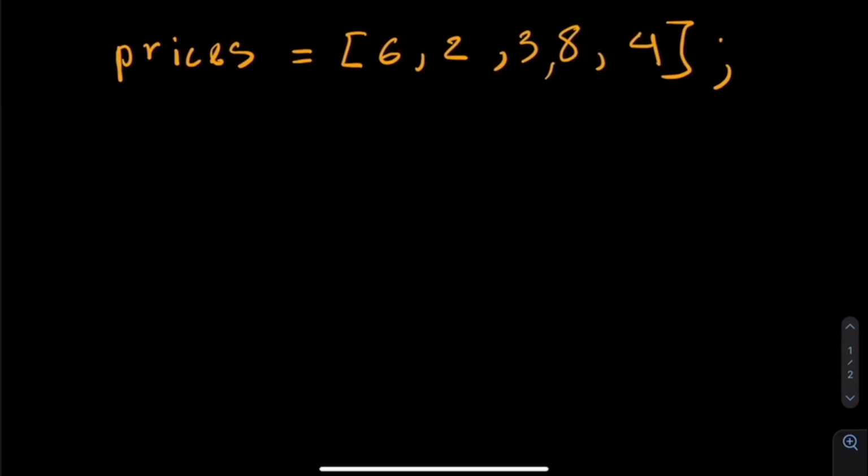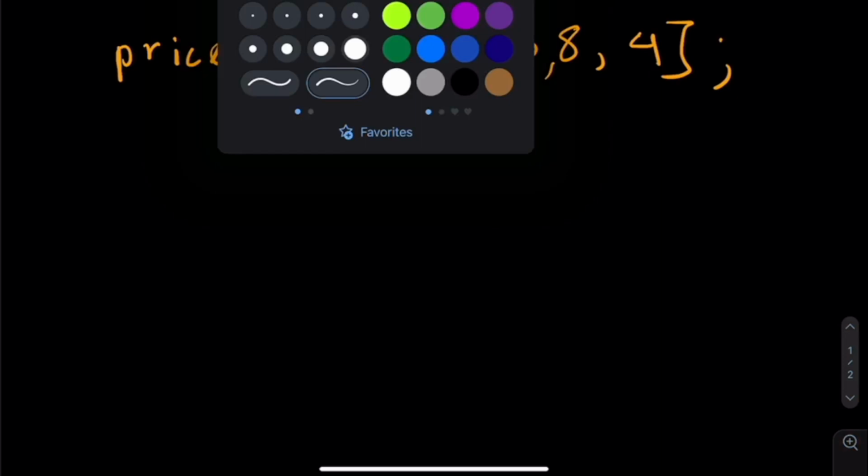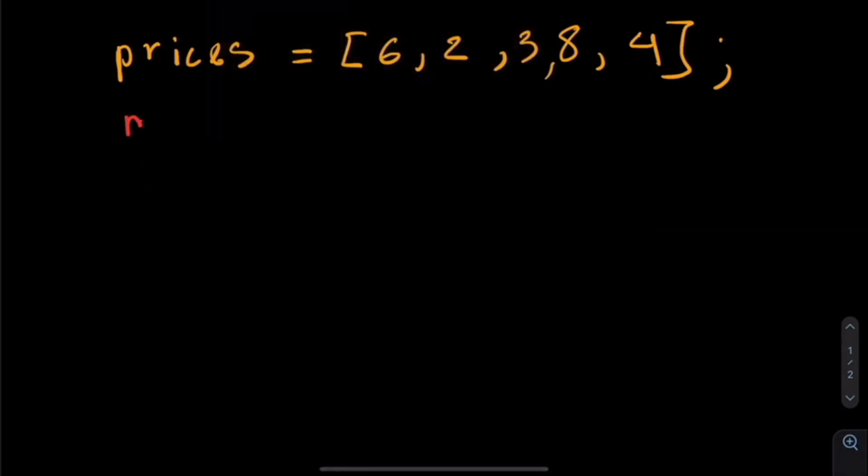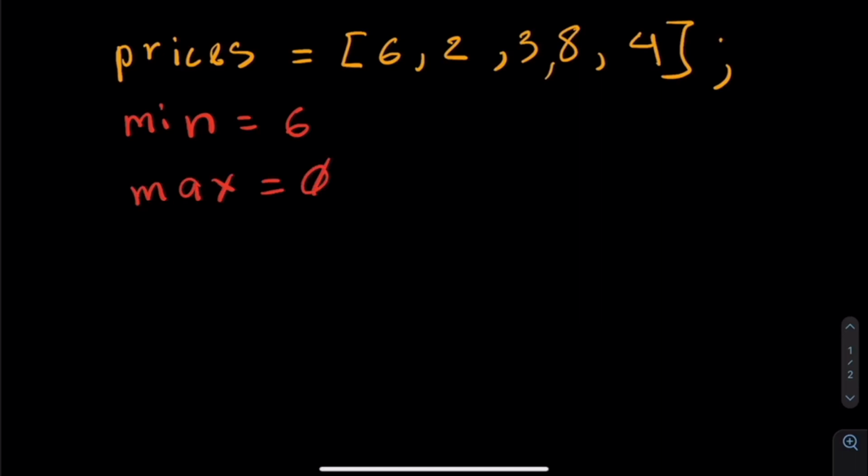This is my array. So I'm going to have two variables here. I'm going to have my minimum, which at this point I'm going to assign to the first element, right? So this is going to be 6. Then my maximum right now will be equal to 0.